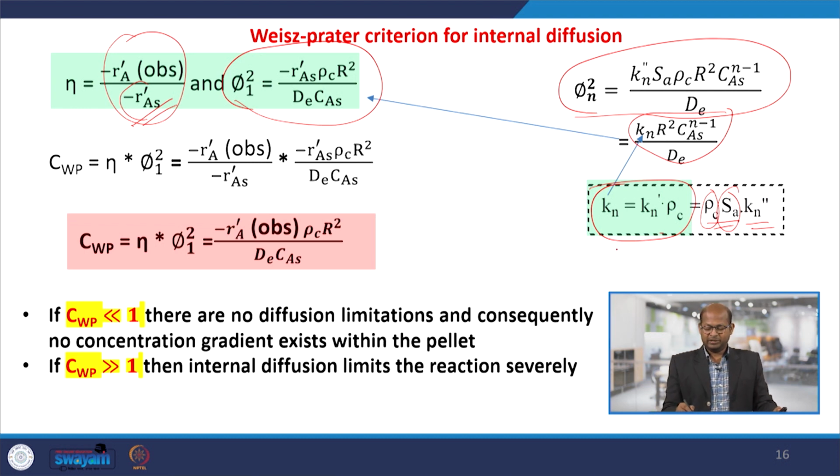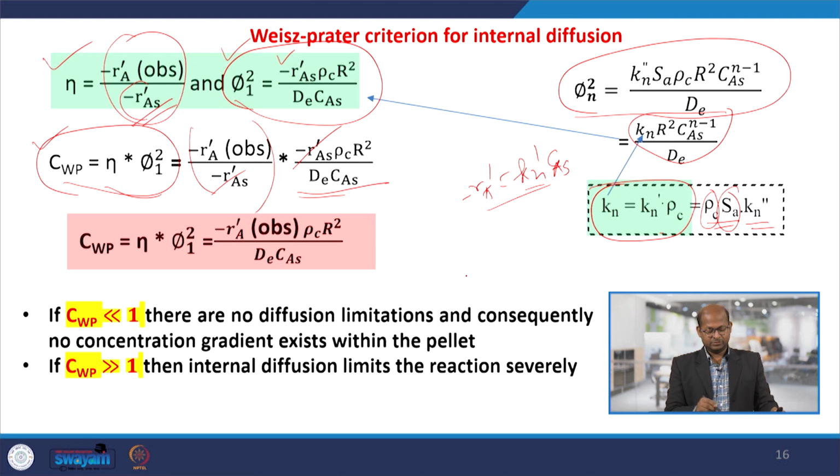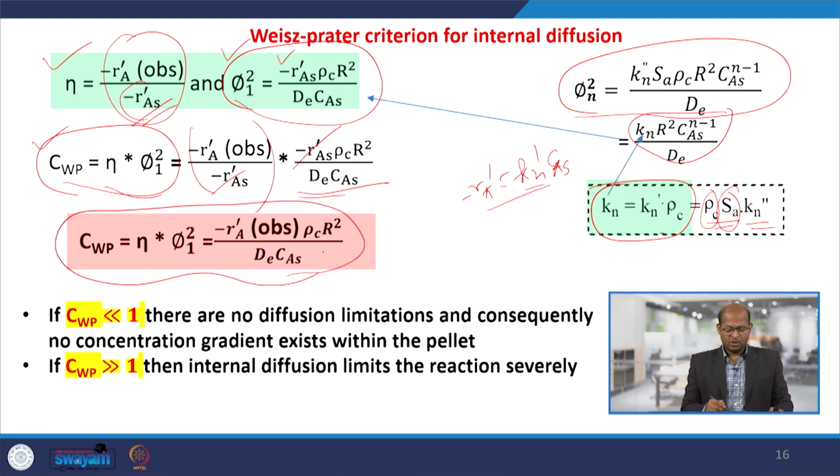Therefore, here r_A prime equals k_n prime times C_AS. Here we can substitute k_n prime times rho_c, and if we multiply both eta and phi n squared, then C_WP, the Weisz-Prater parameter, equals this, and we can eliminate terms. So, the observed rate, minus r_A prime observed, equals rho_c R squared over D_e C_As. This is the parameter you can find out.